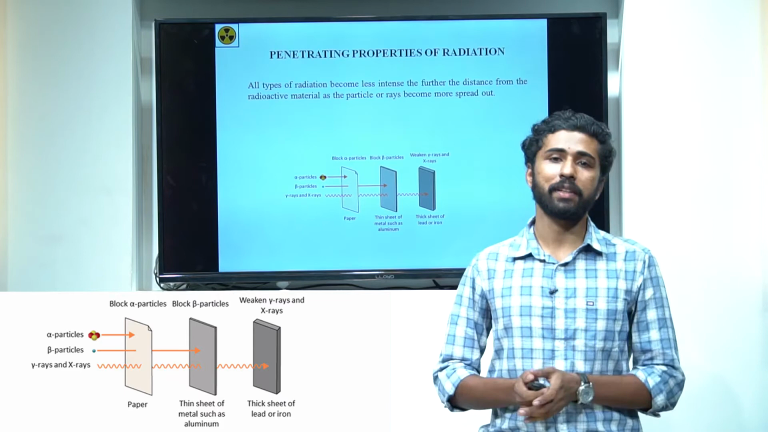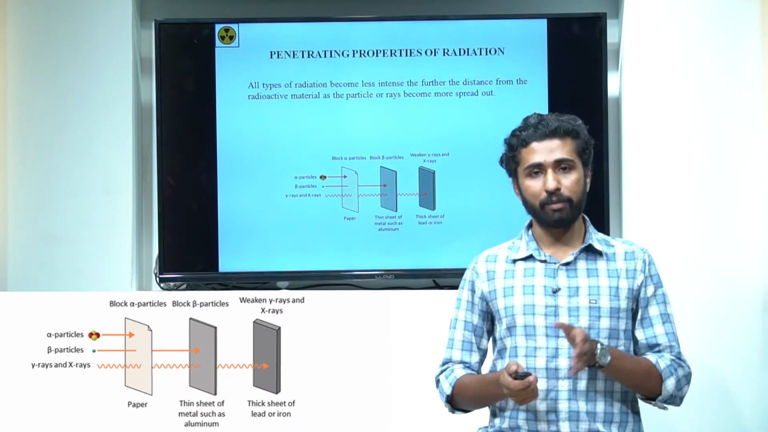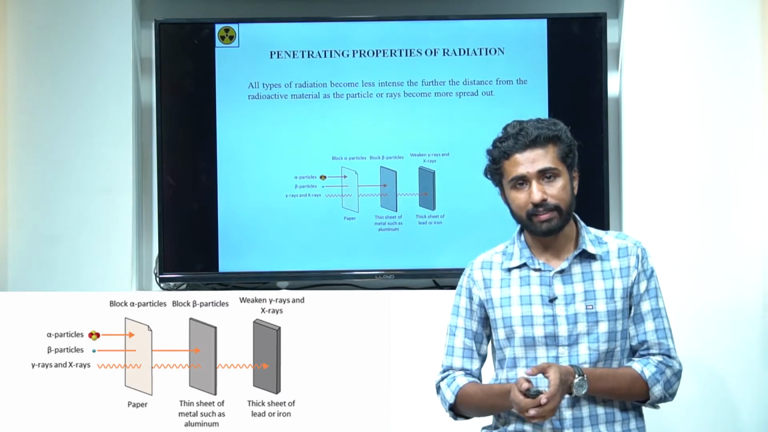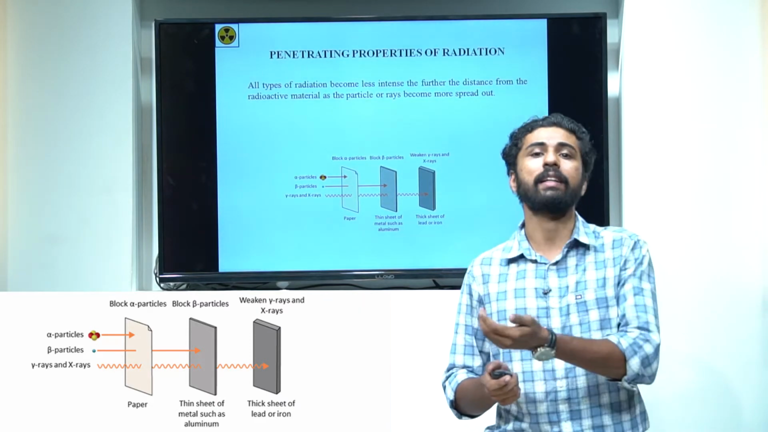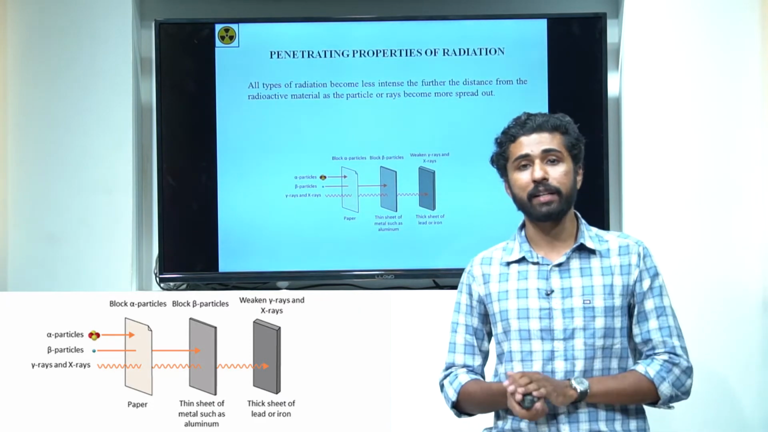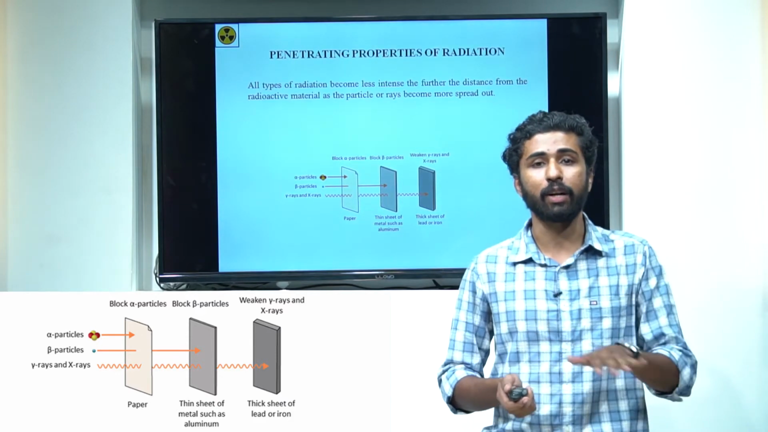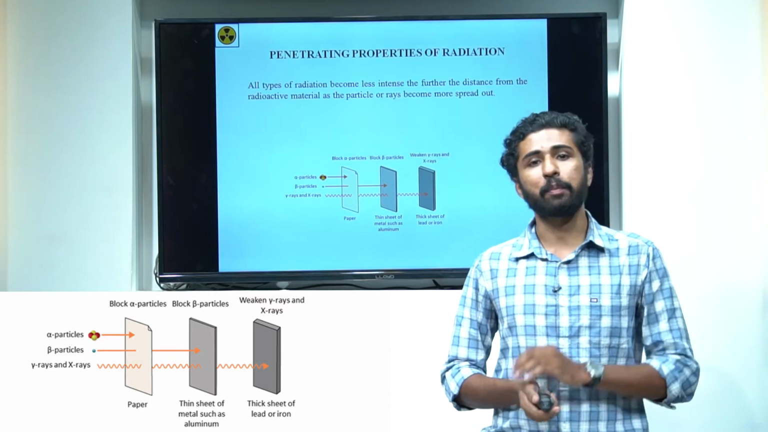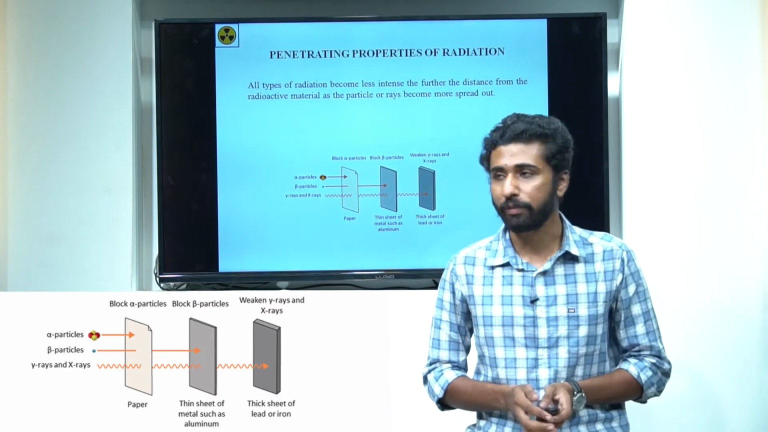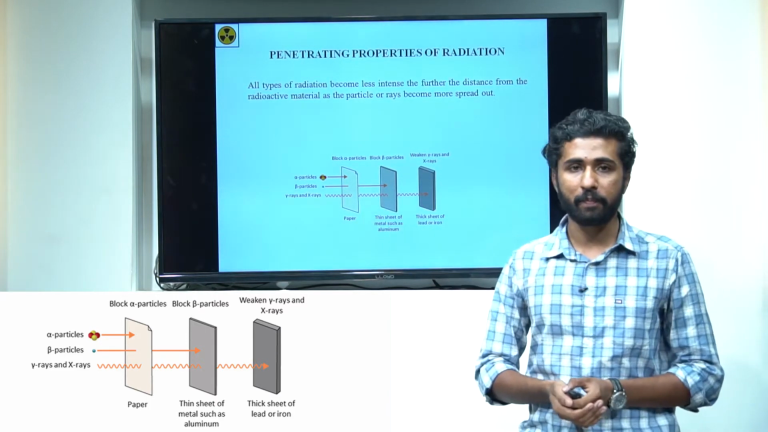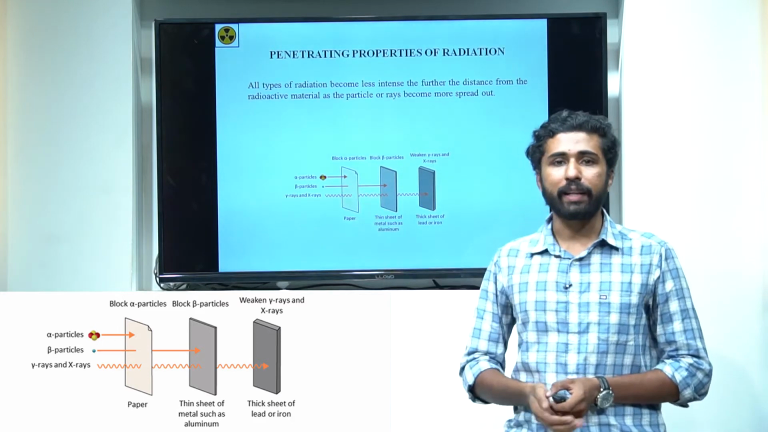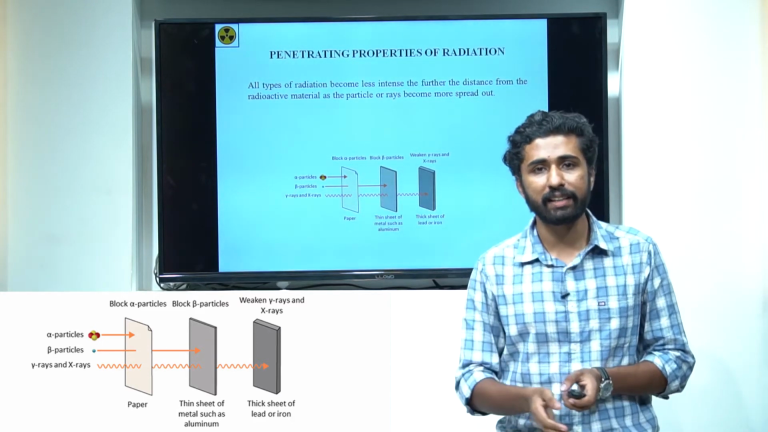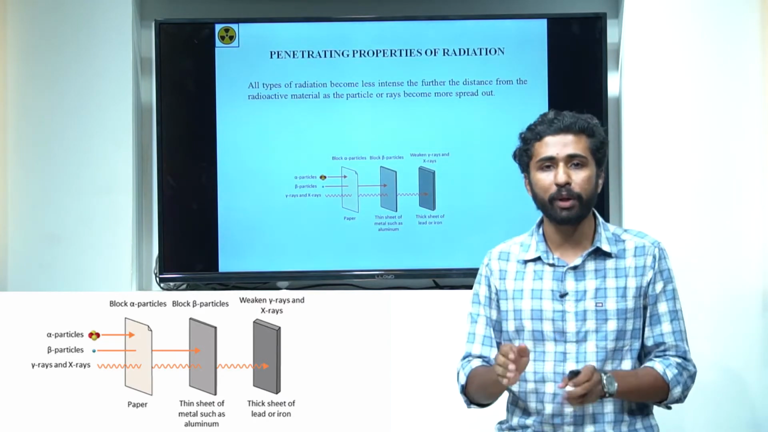These three have different energies. Alpha radiation has the lowest energy, beta radiation has energy greater than alpha radiation but less than gamma radiation, and gamma radiation has the highest energy of the three. Due to this energy difference, their penetrating power is also different. You can see an image here. An alpha particle can be stopped by a thin paper because it has less energy, so its penetrating power is very low.